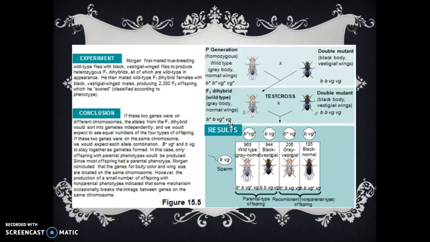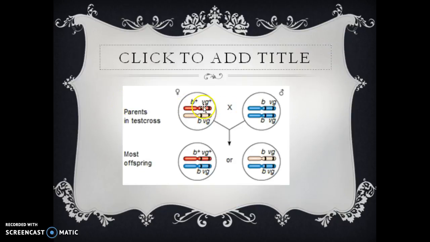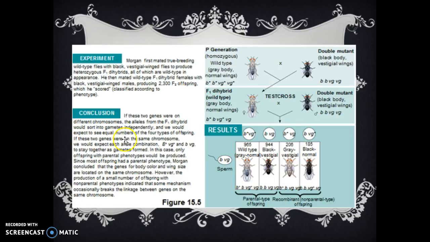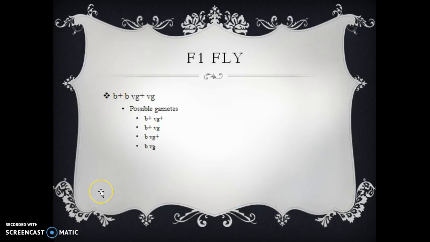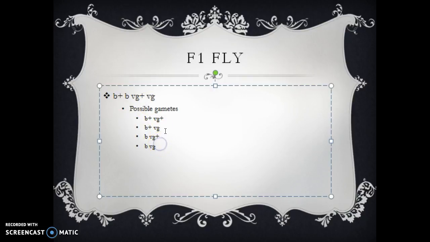So if these were in fact found on the same chromosomes like this, and these two alleles did not separate independently from one another, if they were kind of stuck together, how would that affect our expected outcomes? Well, let's go back a few slides here and take a look at these gametes. Keep in mind that the B plus and the VG plus are linked together, and the B and the VG are linked together. What that would mean is that these possible gametes wouldn't exist. We would have two of them, but not the other two.